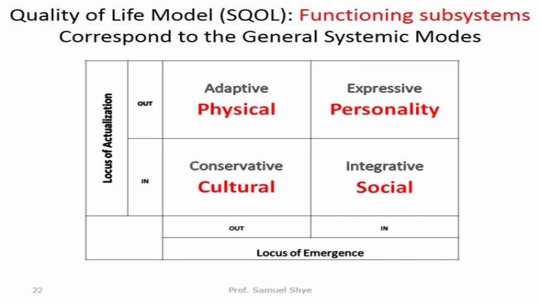human functioning. Thus, the conservative mode is equated with the cultural subsystem. The integrative mode is equated with the social subsystem. The adaptive mode is equated with the physical subsystem, and the expressive mode is equated with the personality subsystem. All this is explained in the appropriate literature, and you can find it there.